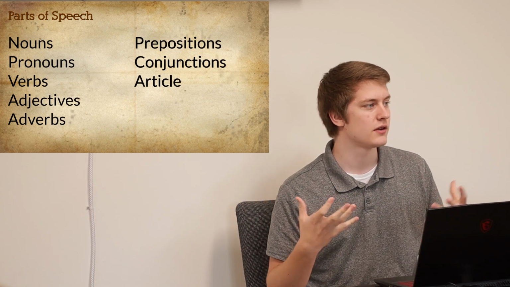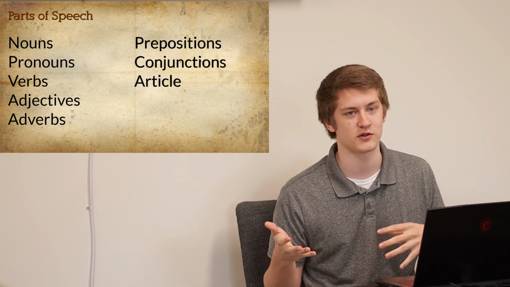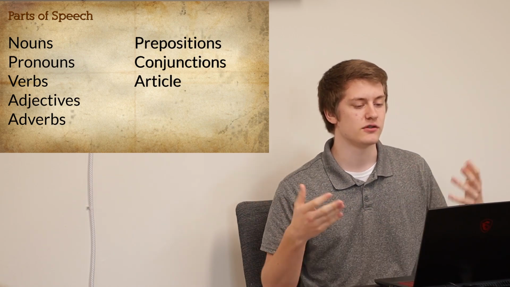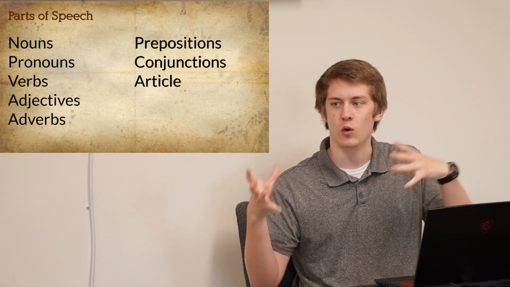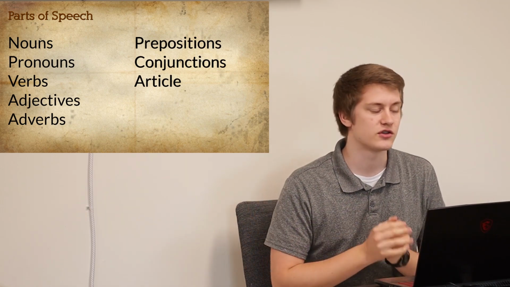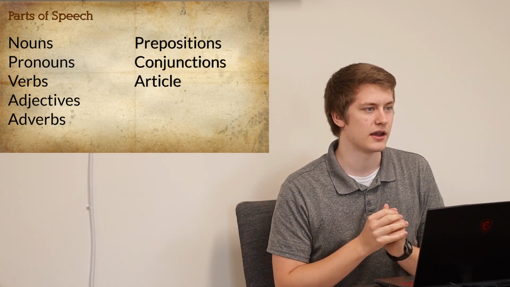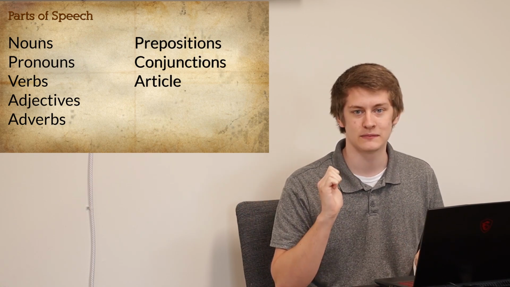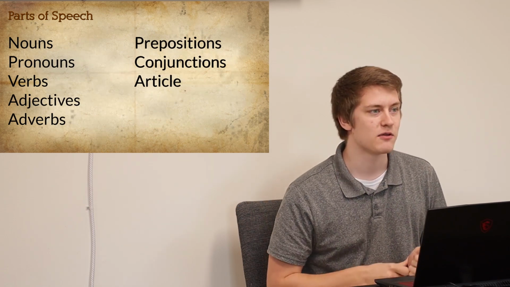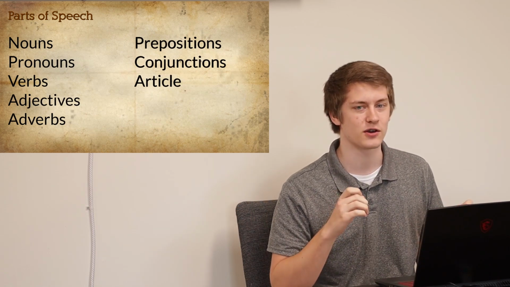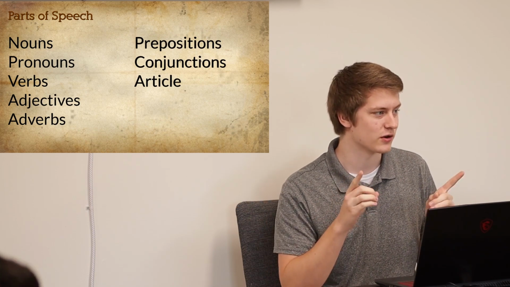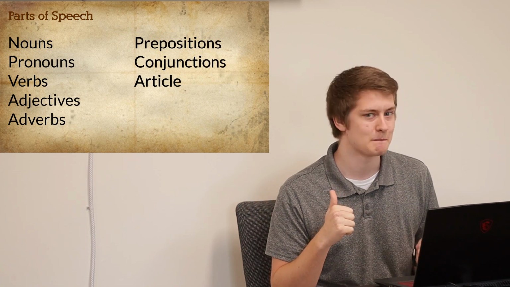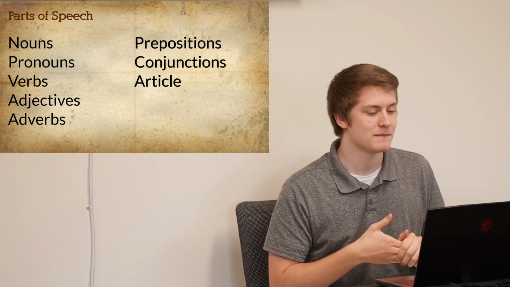And then adjectives describe nouns. What do adverbs describe? Verbs, yes, very good. And then prepositions are words that can describe location or when things happen. Conjunctions, can someone give me an example of a conjunction? And, yeah, how about another one? Or, yes, very good. And then we have the article. What is the article in Greek? Greek only has one article. It's the, right? And then English has another one. What's the other one? A or an. Yep, very good.